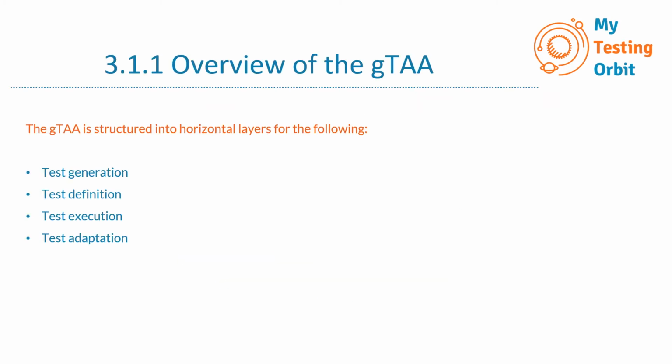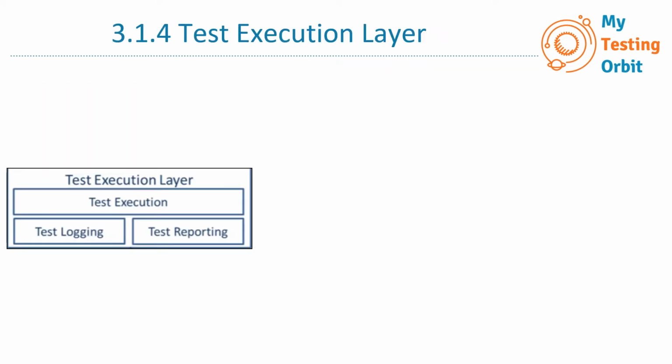In our last video, we covered the test definition layer, and today we will be covering the third one, which is the test execution layer. Okay, so this is the layer in the generic test automation architecture, which supports the execution of test cases or test suites. As you can see in the diagram, this layer consists of test execution, test logging, and test reporting. We will cover all these in detail in a while.